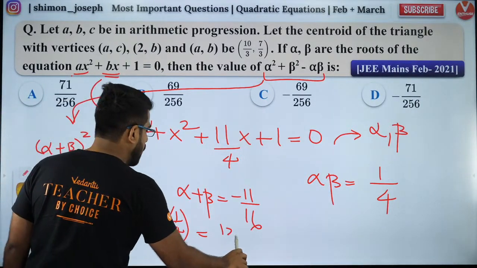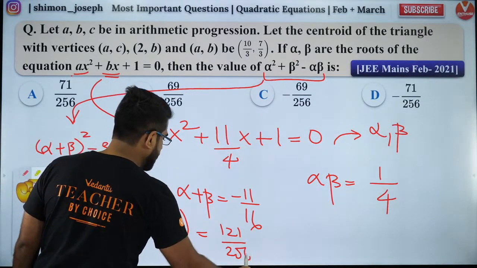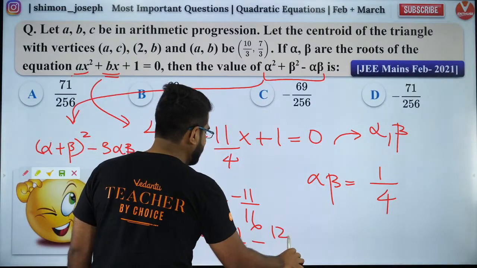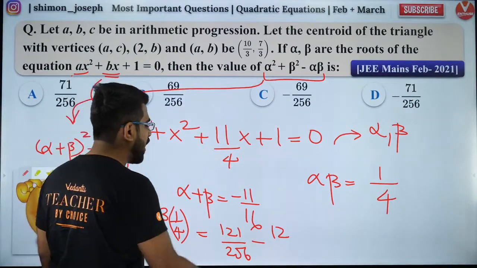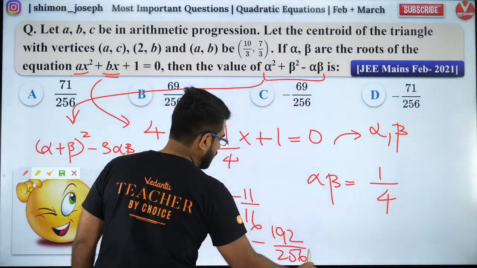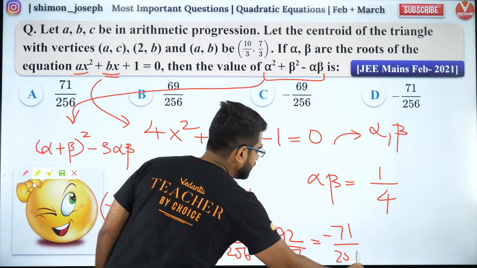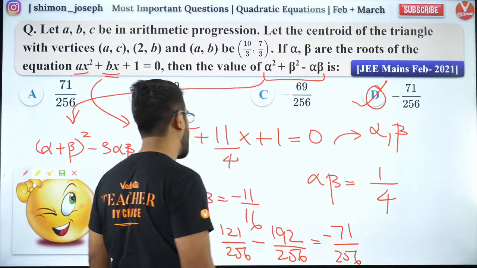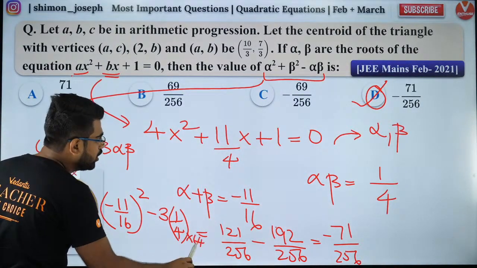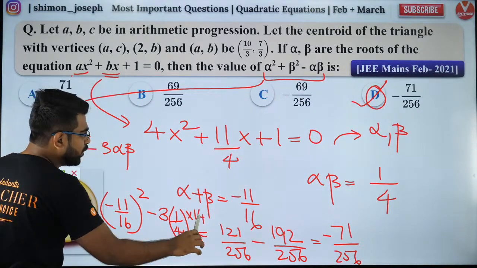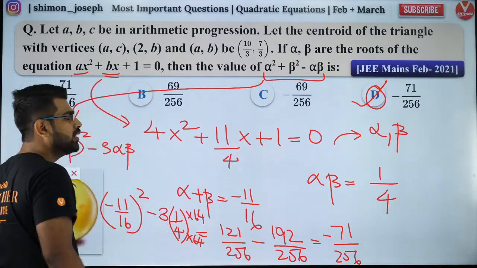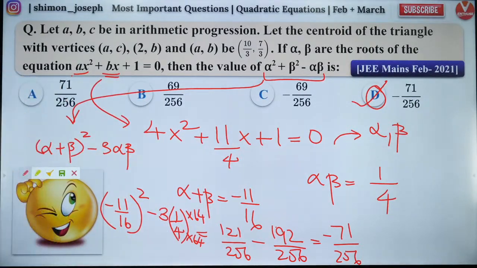Okay, so this is going to be 121 by 256 minus 3 by 4. So 3 by 4 can be written as 192 by 256. So that is going to be minus 71 by 256, which is your option D. I hope you got it. So 3 by 4, right? I took LCM. So I am multiplying by 64 to the numerator and denominator. So 3 into 64 is 192, so that the denominators are the same and I can subtract them directly. Are you guys clear with it? Did you all like it?